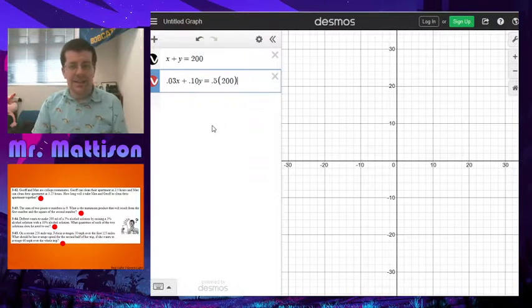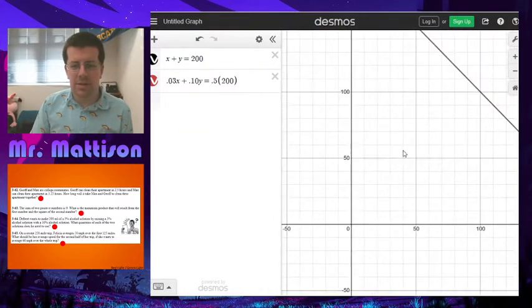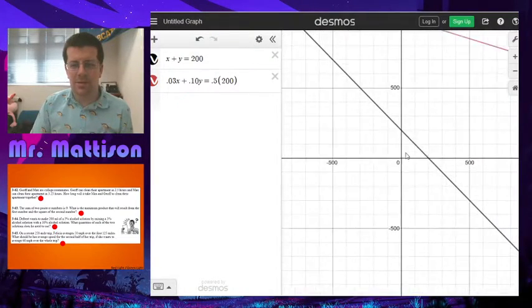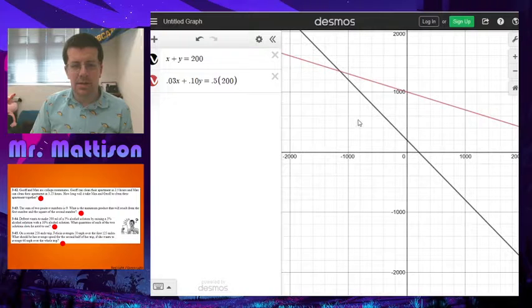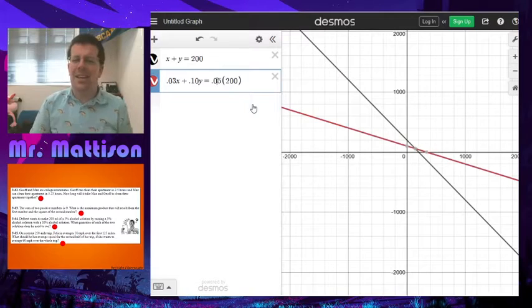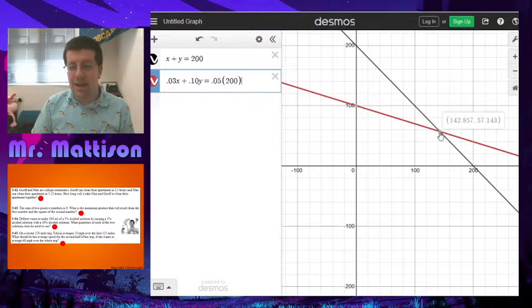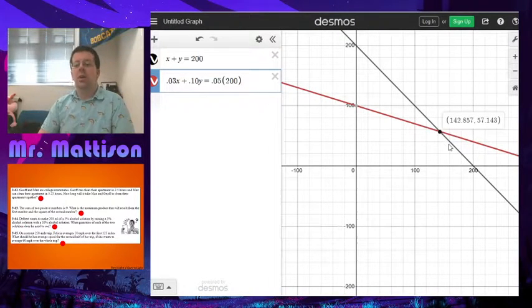Again, I could simplify that out, but there's not really a need to. I zoom out so I can find where those cross. Try something wrong there. 0.03, 0.05. There it is. Okay, because it can't be negative, so that makes sense. Okay, this feels better. All right, so then I'm intersecting here at 142.8 and 57.1.